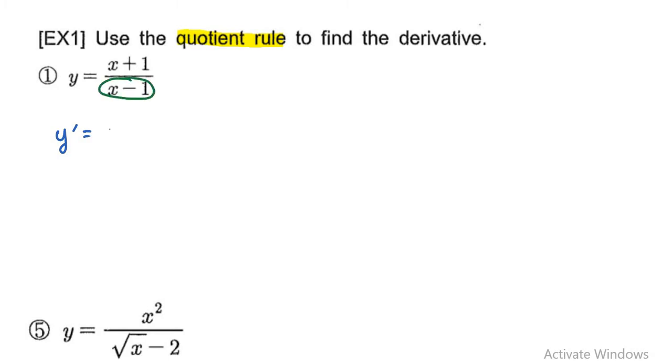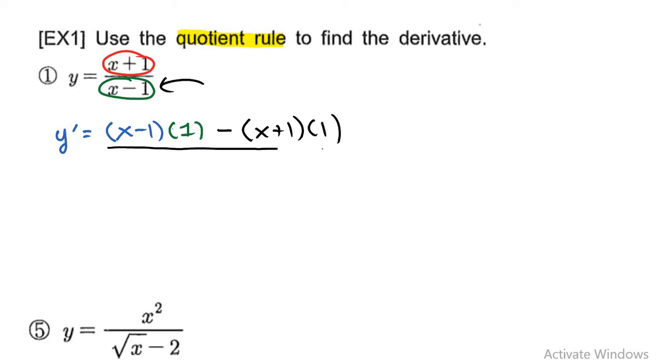So the quotient rule states that it's the bottom times the derivative of the top. What's the derivative of x plus 1? Well, the derivative of x plus 1 is just 1. And then we subtract the numerator, which is x plus 1, times the derivative of the denominator. In this case, the derivative of x minus 1 is just 1. And then we finish this off by taking the denominator and squaring it.